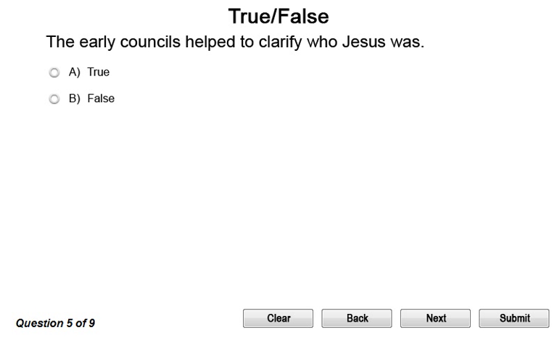Another true-false. The early councils helped to clarify who Jesus was. This is true. They wanted to establish: was he just human? Was he God, part human, part God? And they came to the conclusion he's perfectly human and perfectly God.